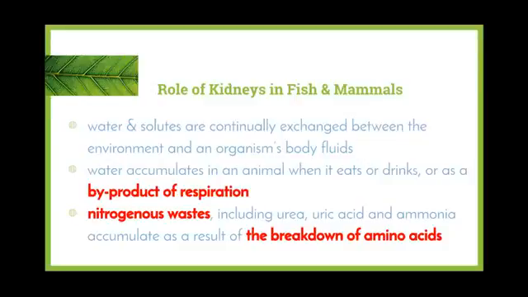We've already talked about respiration a bit, in that respiration is the reaction between glucose and oxygen to give us the energy that we require. But the two other byproducts of that are carbon dioxide and, in this case, water. Nitrogenous wastes, including urea, uric acid, and ammonia, accumulate as a result of the breakdown of amino acids. The amino acids are the building blocks of proteins, and when they break down, they form our 3 different forms of nitrogenous waste, depending on the organism that we're talking about.